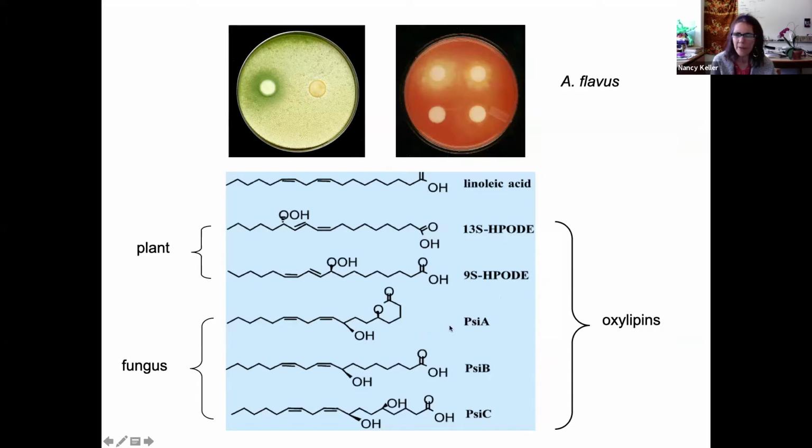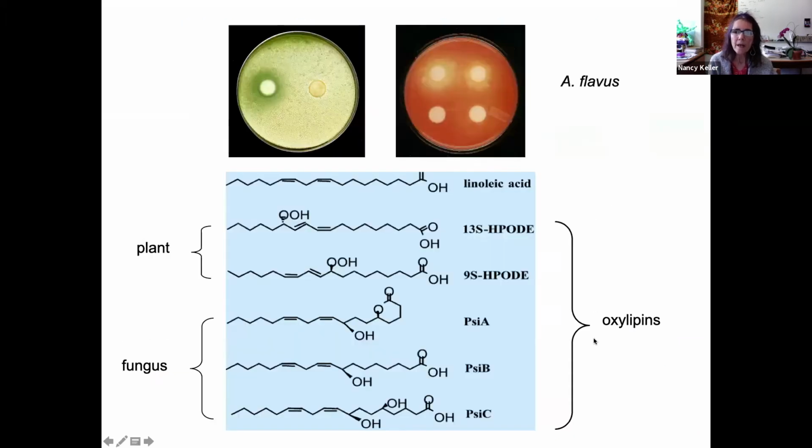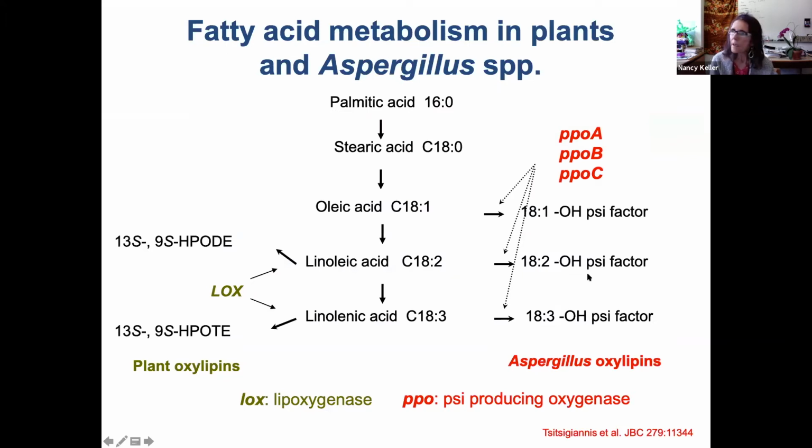They were already named by the lab that found them as psi factors. That name isn't really important. They use that name because it stood for precocious sexual induction. So it was known that Aspergilli made these, and they were involved in development of the fungus. I was interested in finding the enzymes that made the psi factors.